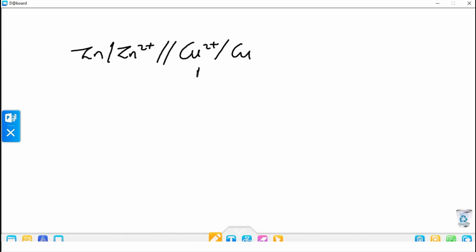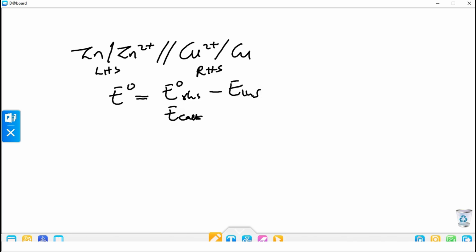So this is right hand side, left hand side. We said the standard electropotential is the potential of the right hand side minus left hand side, or we can say E cathode minus E anode, or we can simply say E reduction minus E oxidation. So this is actually how to calculate electropotential.